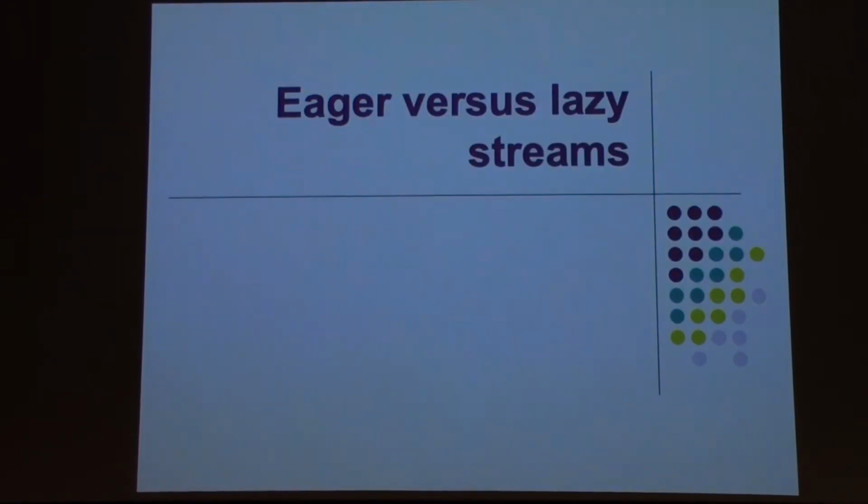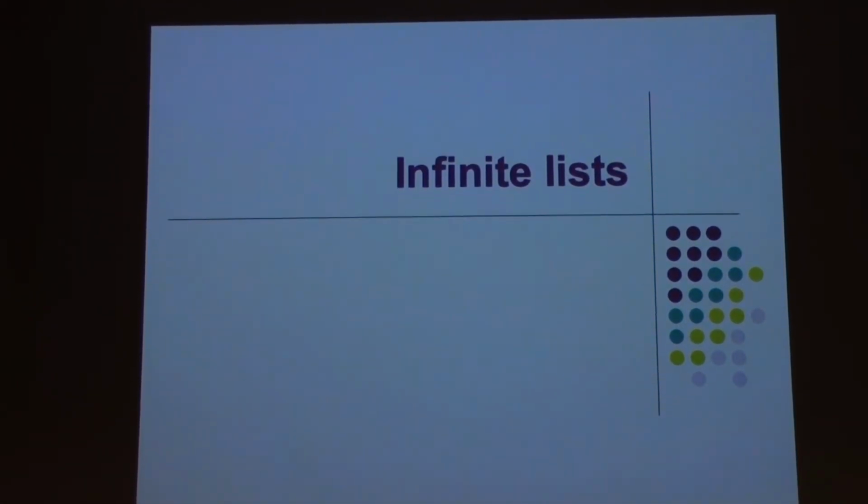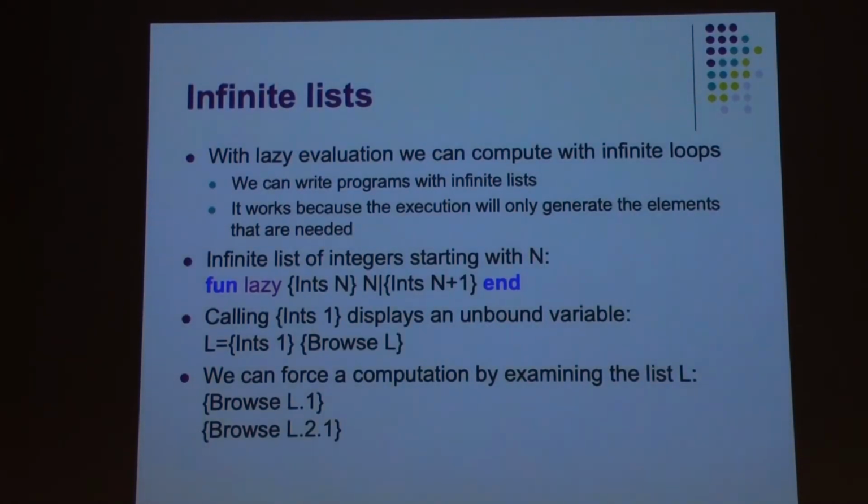Okay, let me show you more examples now. Let me show you how to compute with infinite lists. No termination. Because with laziness you only compute what you need, it means I can compute a list with no termination, an infinite loop. In lazy programs, you can use infinite loops. No problem. You can build infinite lists. This works fine. There is no infinite loop in the execution because you only generate what you need, okay?